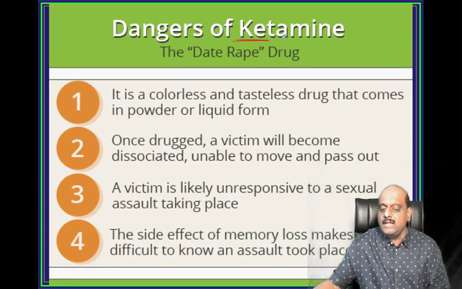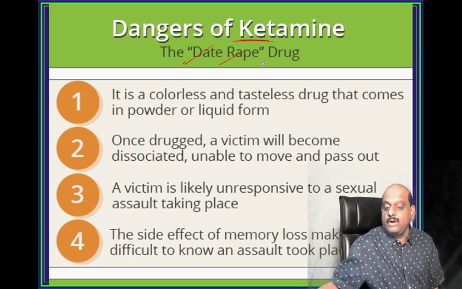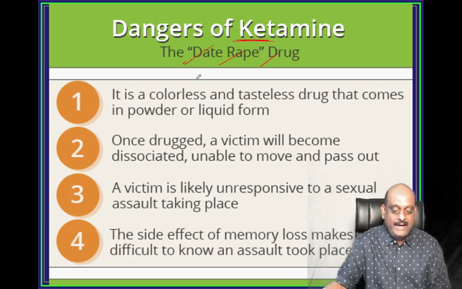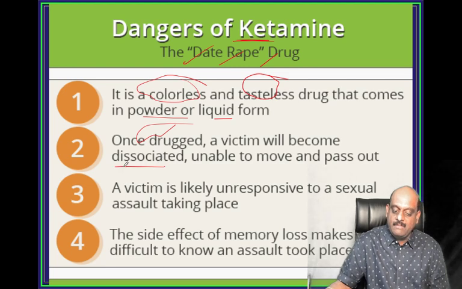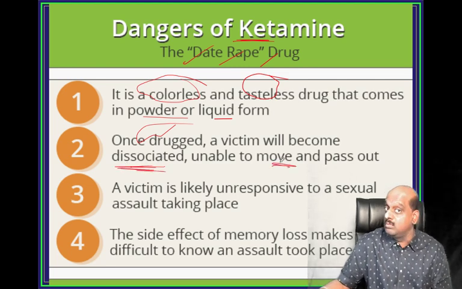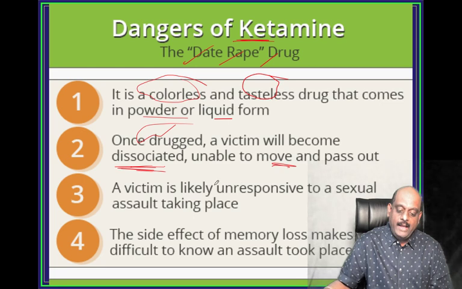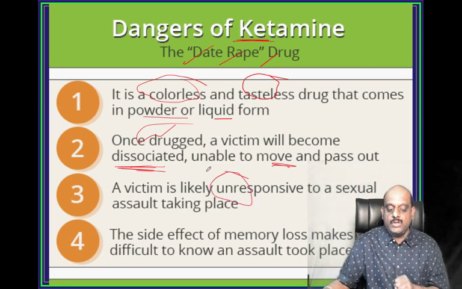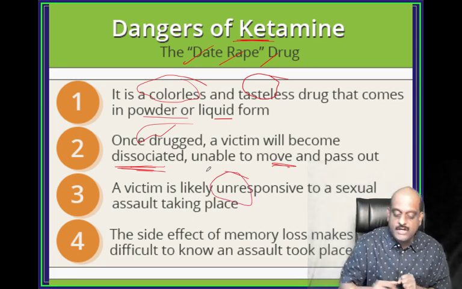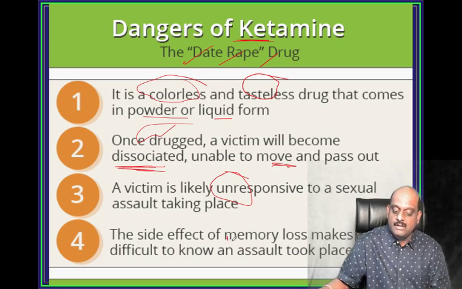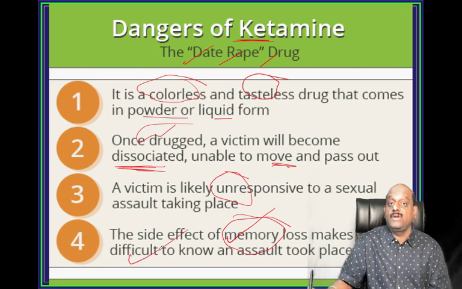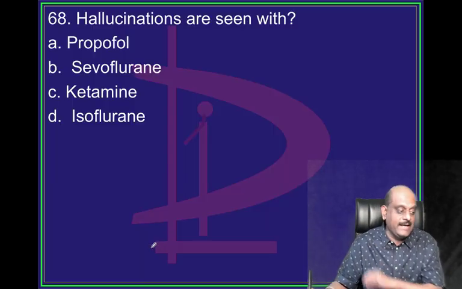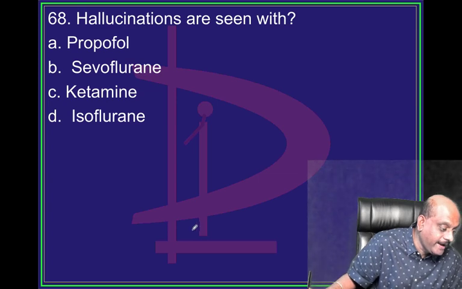Now, what are the dangers of ketamine? It is also called date rape drug. It is colorless, tasteless, and comes in powder or liquid. Once drugged, the victim becomes dissociated, unable to move, cataleptic, and is unable to fight against a sexual assault, and memory loss will make even the person forget who the assailant was. That's the reason it is called date rape drug.